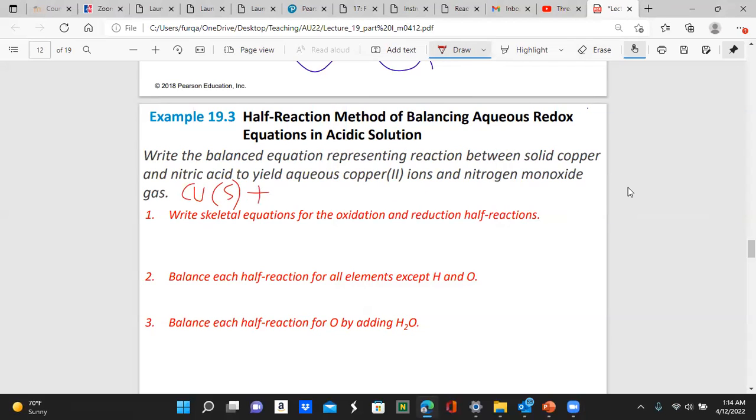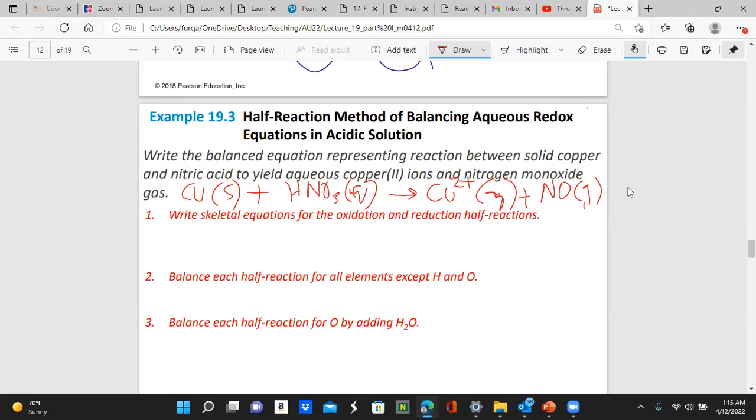It's reacting with nitric acid, and acids are always aqueous. You know that. So that's going to be HNO3, and that's aqueous, right? And that's going to go into the aqueous copper ions, Cu2+ aqueous, and nitrogen monoxide gas. So NO, that's in the gaseous form.